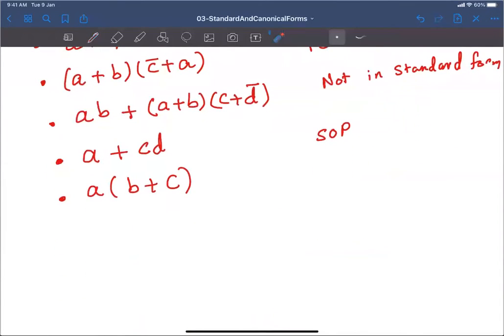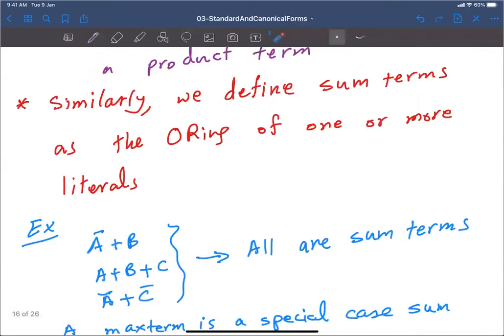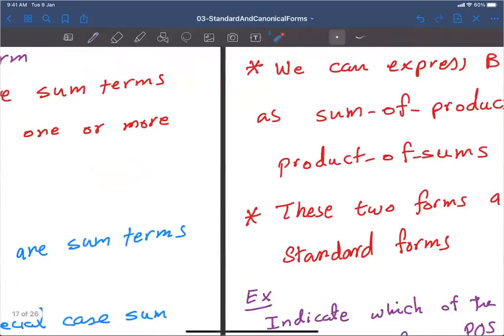What about this one here? The last one. It's a sum of products? Product of sums. Yeah, product of sums, because you have here a product, you have here a sum, and here you have a sum as well. So a sum can be one or more letters ORed together.